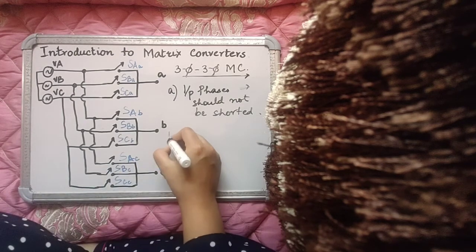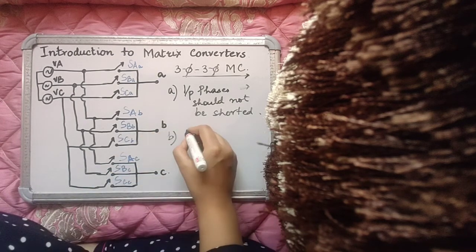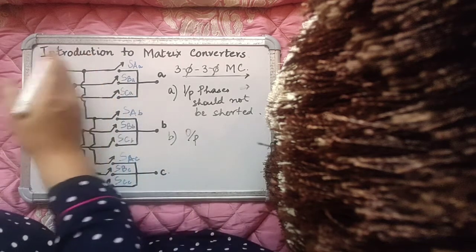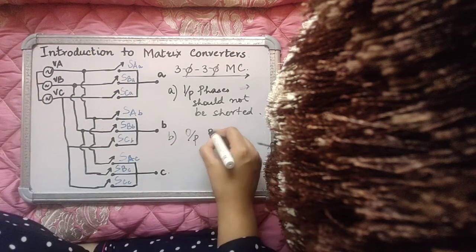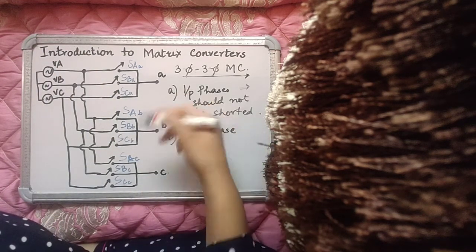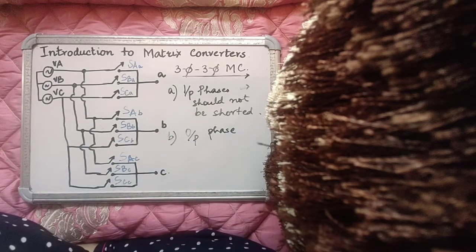The second rule is that at least every output phase, this was about input phase voltages, but every output phase, assuming that we have an inductive load at the output, we cannot interrupt current through an output phase.